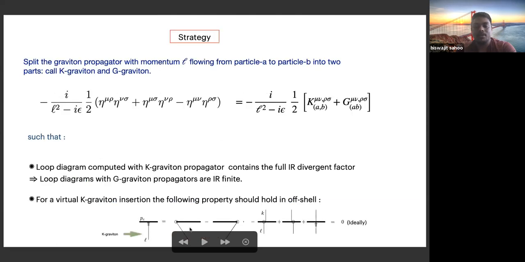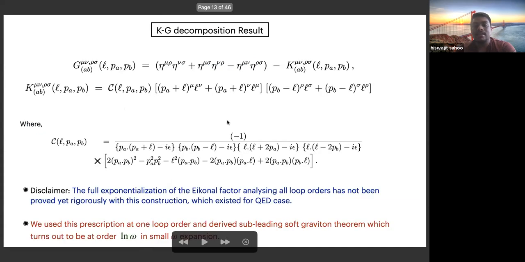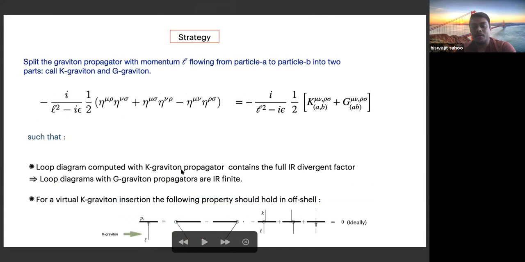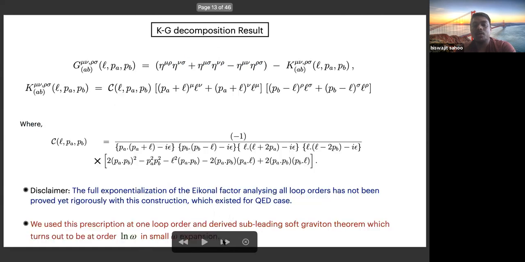When we insert a K graviton, it will split into two parts. And the other thing is that we choose this C in such a way that it contains the full IR divergent piece. Also, demanding that if we compare the one loop diagram with G graviton, it vanishes, we can completely fix all the terms in that way. And we can show that at least at one loop order we can write the amplitude in terms of an IR divergent factor, which can also contain some IR finite piece, times a completely IR finite amplitude.